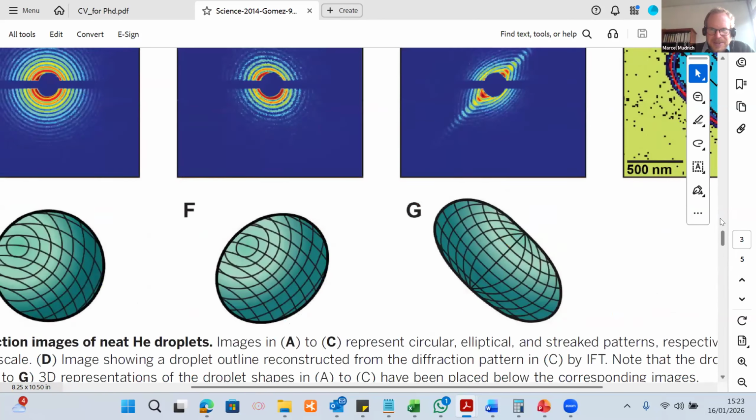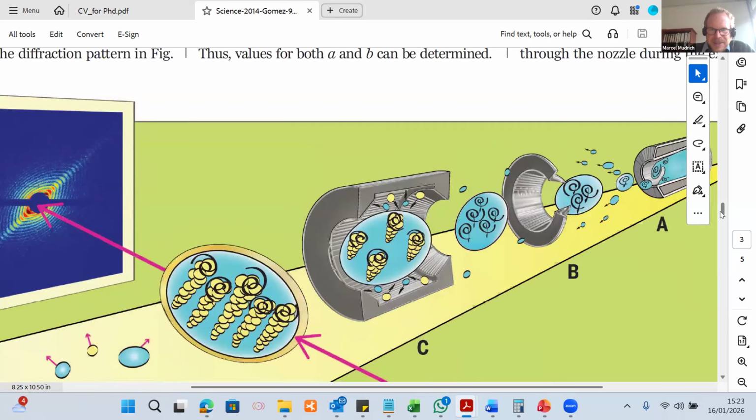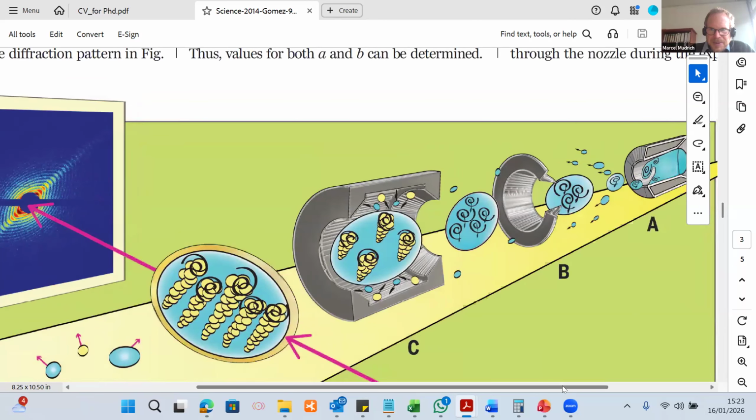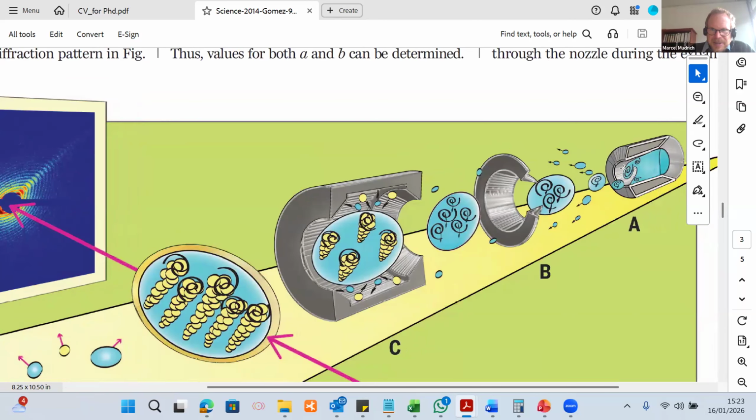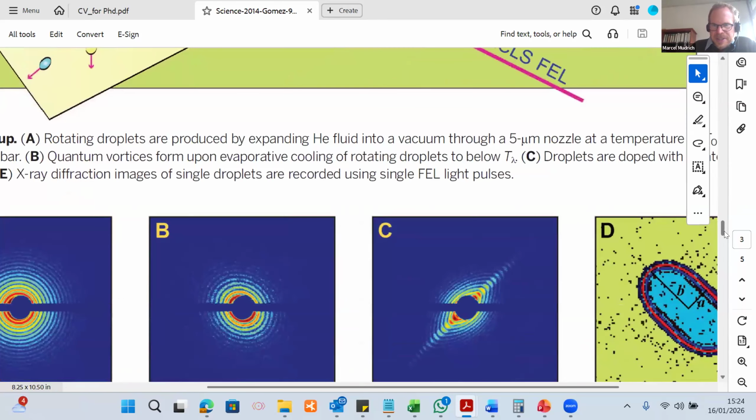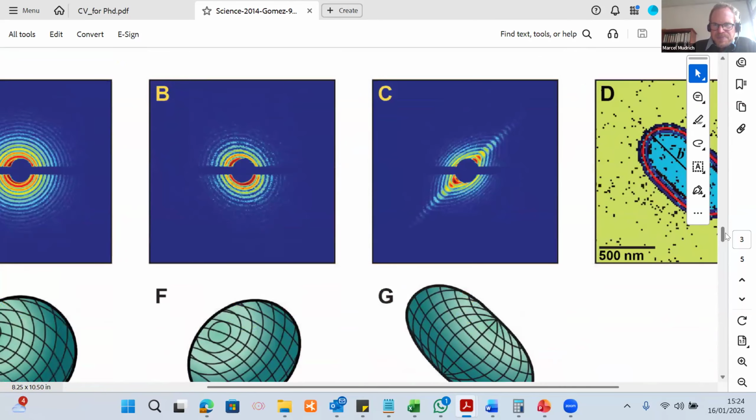So the trick they did was, as you can see here in the schematic of the experimental setup, these helium nanodroplets were passed through what is called a doping cell, like a vapor cell filled with these yellow atoms. The blue is the helium, the yellow is xenon atoms, and xenon are very heavy rare gas atoms, which have a lot of electrons. So they have a very strong scattering cross-section.